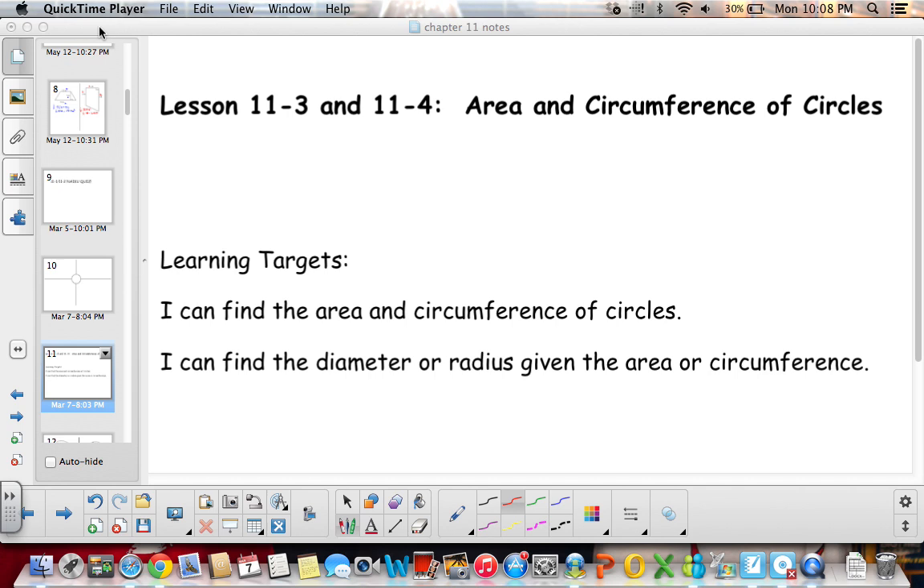So make sure you label the top of your page with area and circumference of circles. Make sure you have 11.3 and 11.4 as well. Our learning target is being able to find the area and circumference of circles and finding the diameter or radius given the area or circumference.